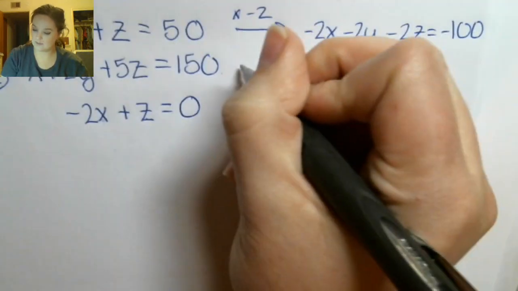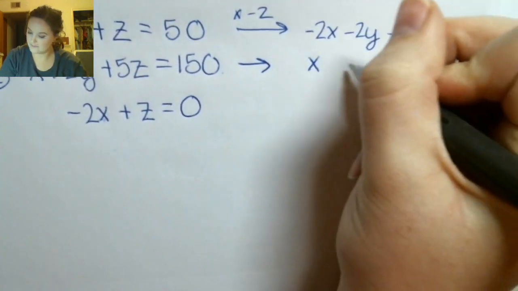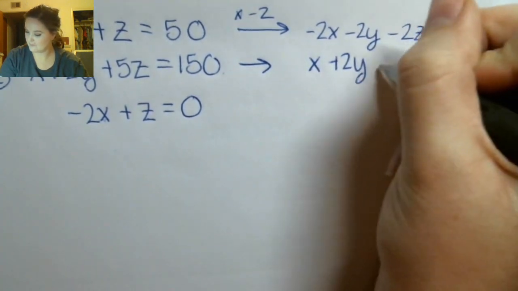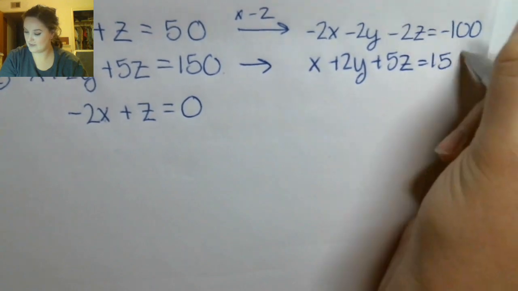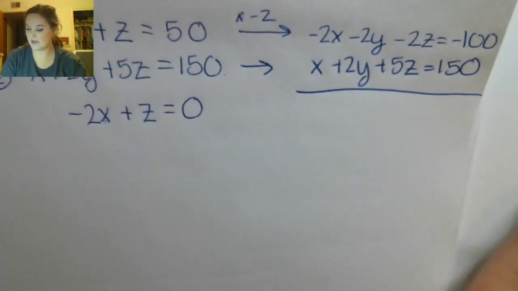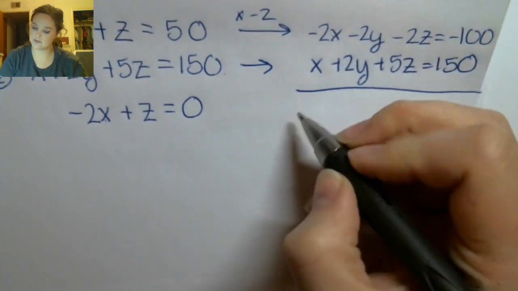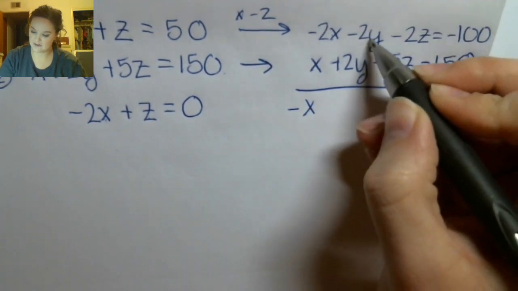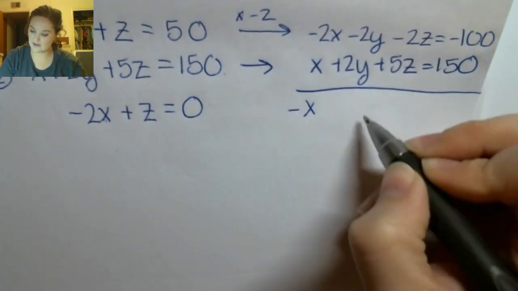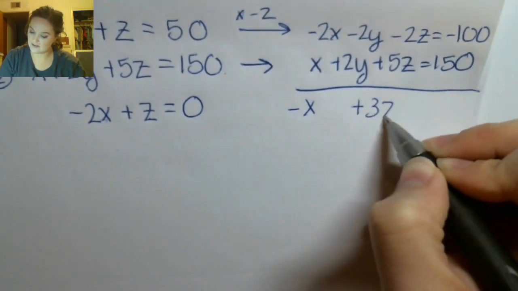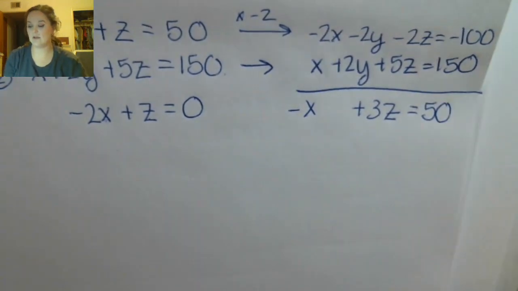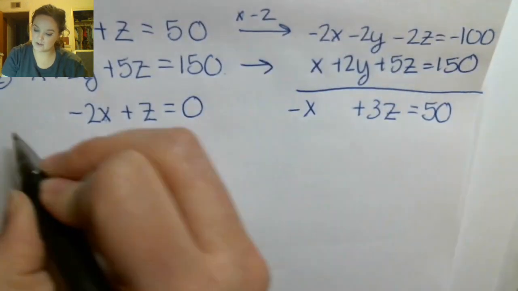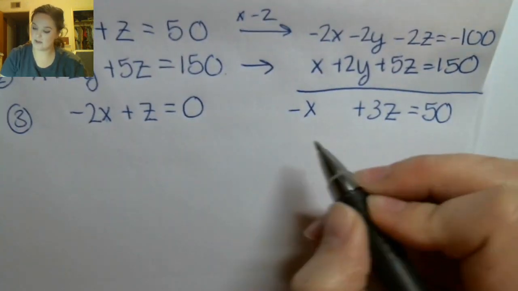Okay, then I'm just going to copy this equation. And now I can do combinations. Okay, so negative 2x plus x is negative x. Those cancel as intended, and this is 3z equals 50. Okay, so I would mark this maybe as equation 4.